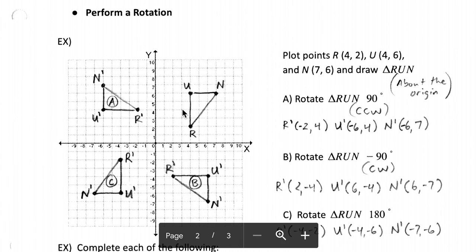This time we're going to practice performing a rotation. We're going to plot some points here, R, U, and N, and connect them to draw a triangle RUN. And then we're going to rotate about the origin 3 different ways here. So for part A, we're going to rotate 90 degrees. That's a positive angle measure. Positive angle measures are going counterclockwise, spinning to the left.